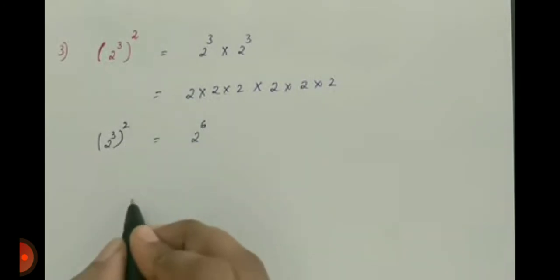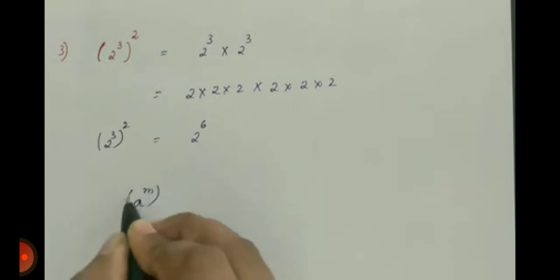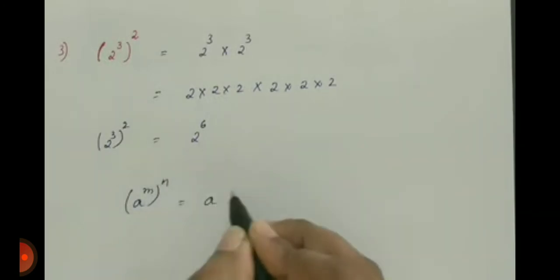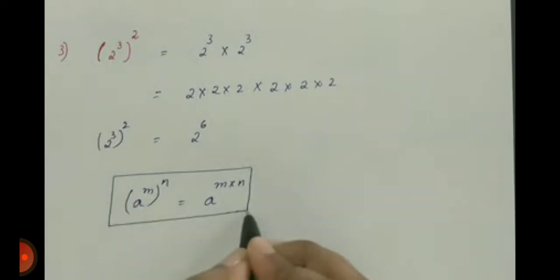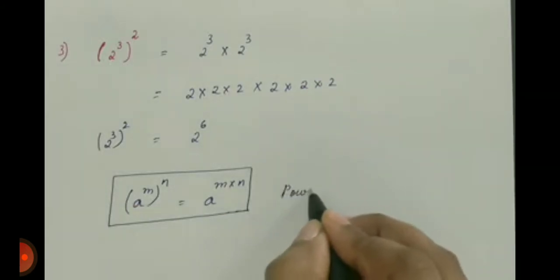In general, we can write it as a to the power of m whole power n equals a to the power of m into n. It is called the power rule.